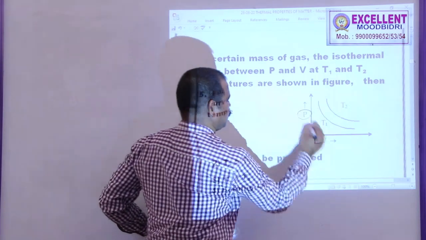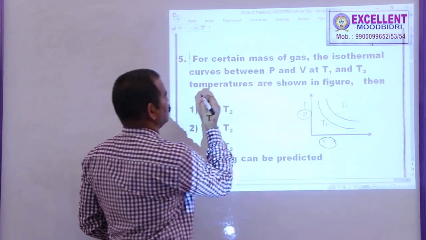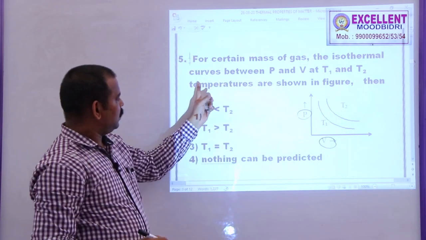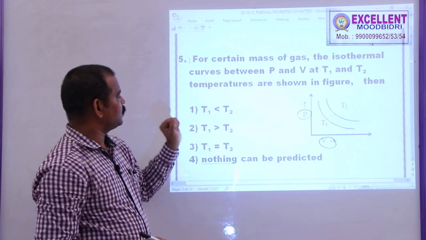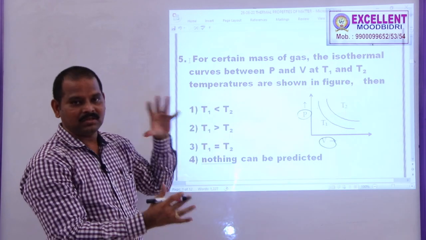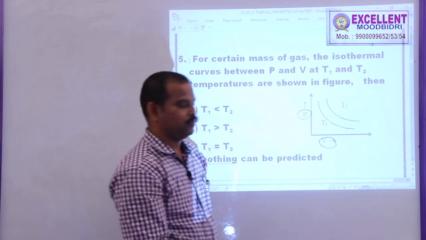And for a certain mass of gas, the isothermal curves between P and V. So this is pressure and volume. These curves are called isotherms. Now, at T1 and T2 degrees centigrade respectively are shown in the figure. So what is the relation between temperatures here? Which is more, which is less?